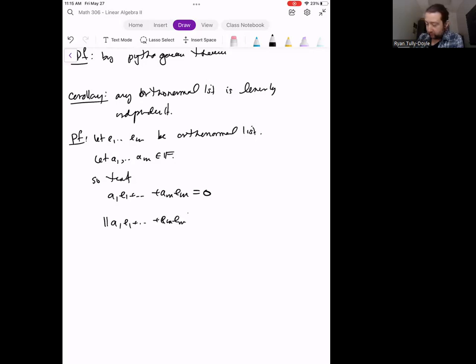Well, if that's true, certainly the norm of A1 E1 plus up to AM EM is equal to the norm of the 0 vector. The norm of the 0 vector is 0. And by the theorem, the norm of this linear combination of orthonormal vectors is the sum of A1 squared up to the sum of AM squared. But those numbers are all non-negative, and the only way you're going to have a list of non-negative numbers that add up to 0 is if all of them are 0. Since this is always non-negative, each AI must actually be equal to 0 for the equation to hold.